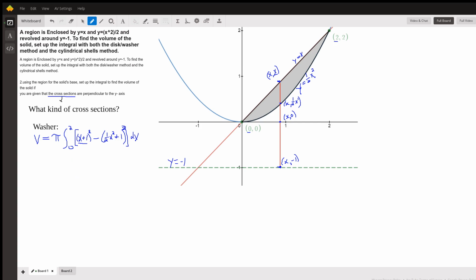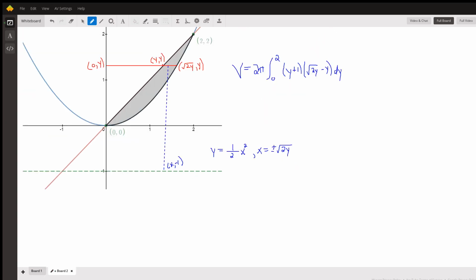On board 2, we have the same graph, but now we're going to use the shell method. So in the shell method, our typical height of a shell is parallel to the axis of revolution. So we need everything in terms of y, because we're finding x distances. So it's obvious that if y equals x is this line, then x equals y.